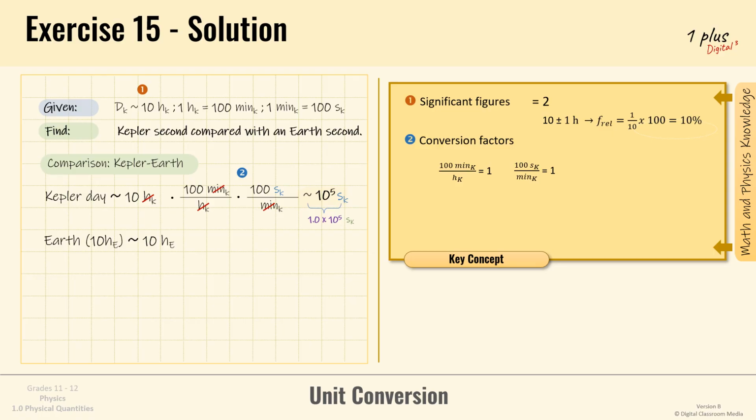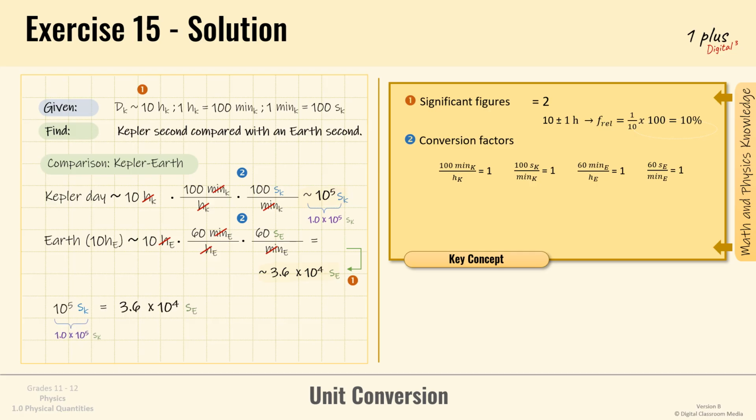Now, we express the same time interval in Earth units. The complete rotation takes approximately 10 Earth hours. 1 Earth hour contains 60 Earth minutes, and 1 Earth minute contains 60 Earth seconds. Therefore, we calculate 10 Earth hours multiplied by 60 Earth minutes per Earth hour multiplied by 60 Earth seconds per Earth minute. Again, the units cancel out. 10 multiplied by 60 multiplied by 60 equals 36,000. So the same time interval is approximately 36,000 Earth seconds. In scientific notation, this is 3.6 times 10 to the power of 4 Earth seconds.